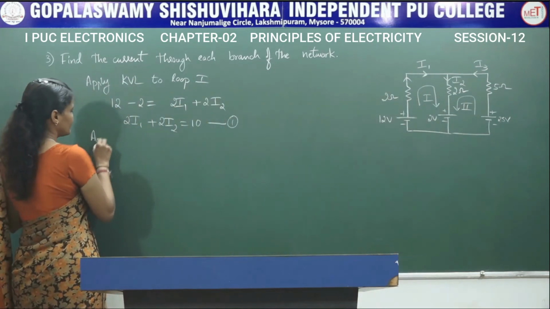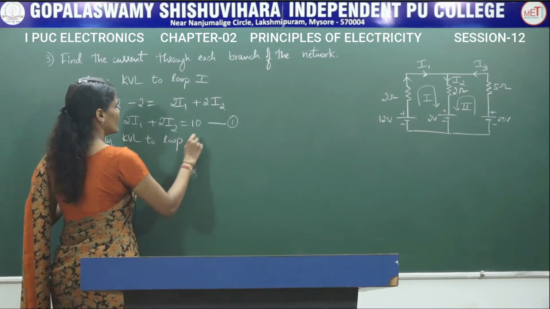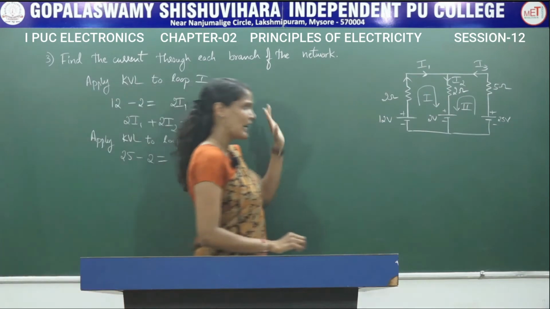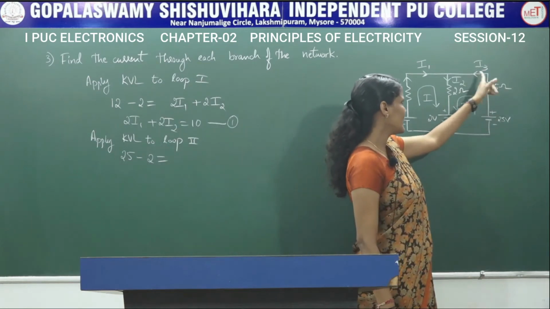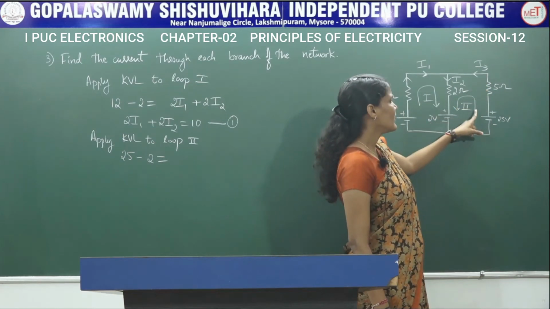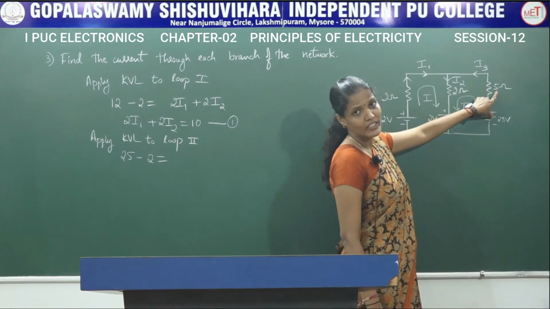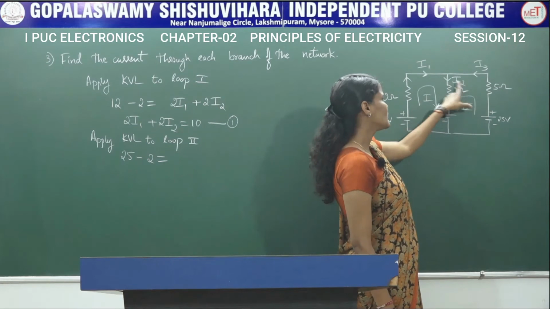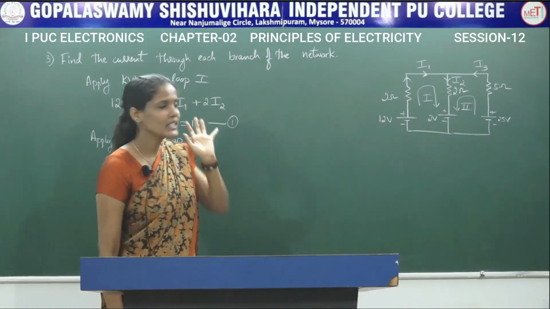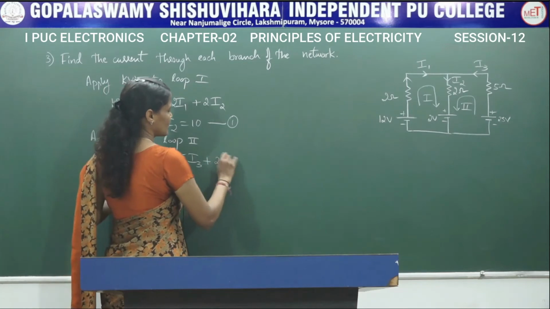So apply KVL to loop 2, then 25 minus 2 is equal to the IR drops. Let us see. So the current is flowing in this direction, so through the 5 ohms it flows in this same direction. So the loop current direction as well as the branch current, that is I3, are the same. So positive IR drop. Coming to this, I2 and the loop current are flowing in the same direction. Again the IR drop of 2 ohms is positive, is equal to 5I3 plus 2I2.